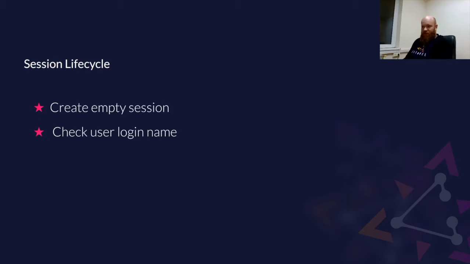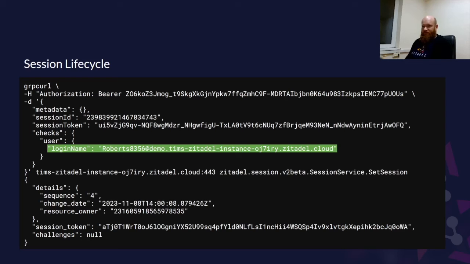Now I'm going to check a login name of a user. So I'm sending a request to the, where is the endpoint name here? Set session. In the set session, I need the session ID and the session token that we've retrieved from the last call. And the checks that we are doing is login name, roberts@demo, and this is my instance. Again, we will get back the standard details of sequence, change date, etc. The session token is changed.